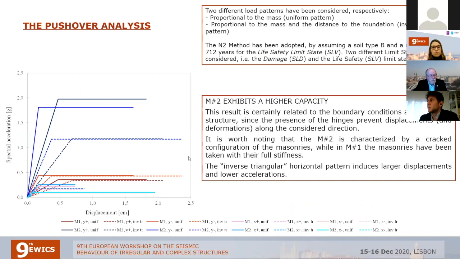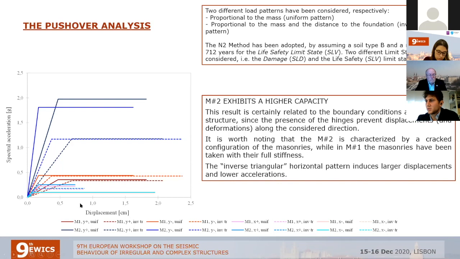So we decided to perform some nonlinear static analyses in order to assess the capacity of the two structural models and to compare them. Here we adopted two different seismic load patterns, and we adopted the N2 method to define the seismic capacity. For the seismic demand, we assumed soil type B and a return period of 712 years for the life safety limit state for the city of Florence. And here you can see the results in terms of capacity curves for the two models.